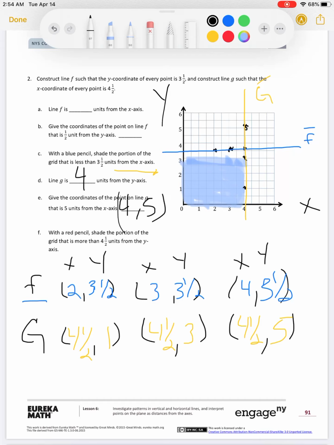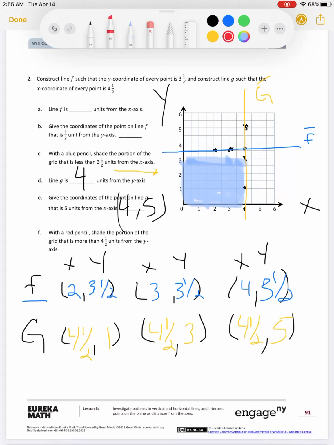All right, last one. With a red pencil, shade the portion of the grid that is more than 4.5 units from the y-axis. So if I'm moving from the y, I'm moving this way. That's almost like saying 4.5 on the x. So 4.5 would be here. They want us, with a red pencil, to shade the portion of the grid that is more than 4.5. So I'm going to go to 4.5 from the y, which is here. And everything more than that, I have to shade with a red pencil.